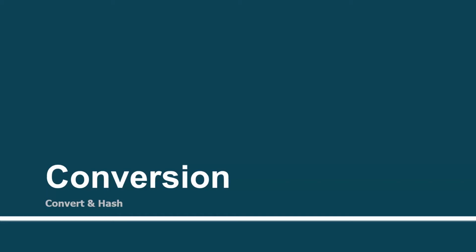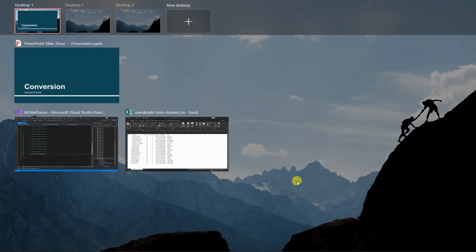Hello. In the last three sessions, we have used the various methods of the text transform. In the next four sessions, we are going to learn about the conversion transforms. In this session, we will use the method for converting values and calculating the hash value.